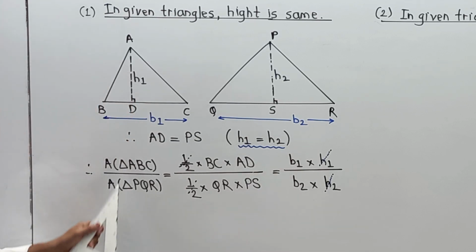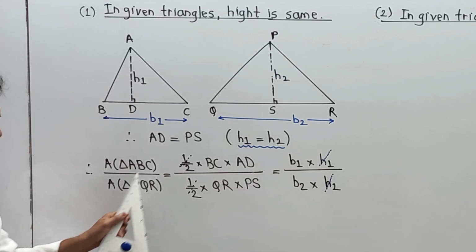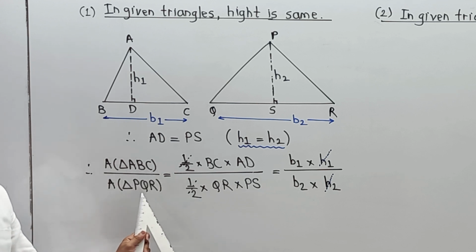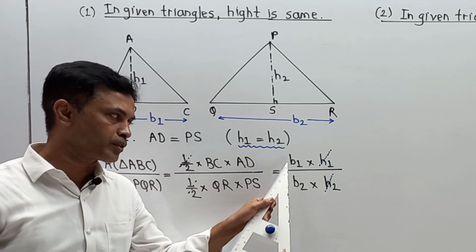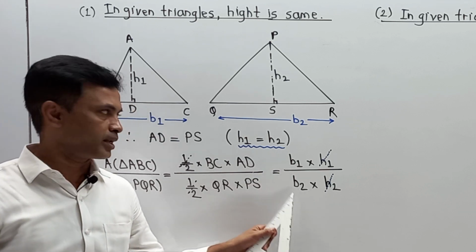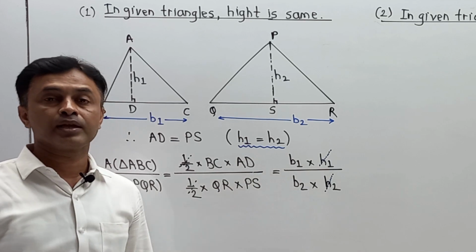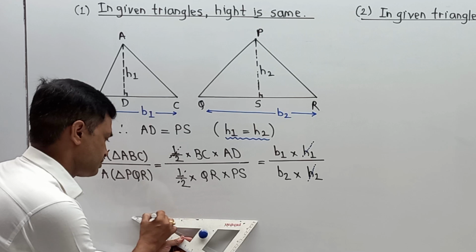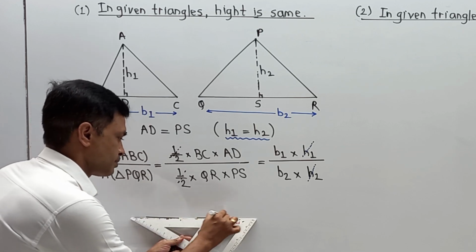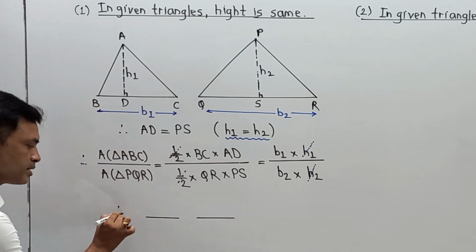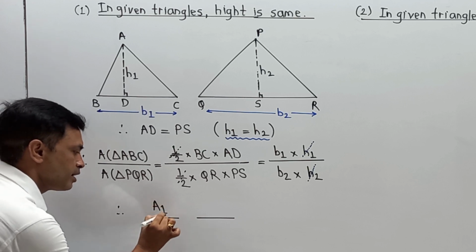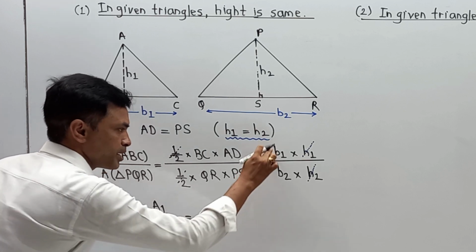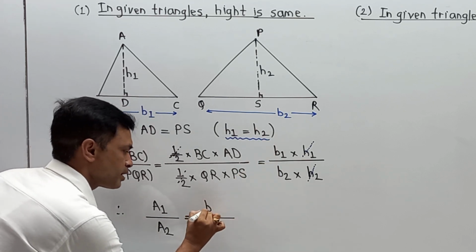Now what is exactly the logic we are able to get? Area of triangle ABC upon area of triangle PQR, means area of the first triangle divided by area of the second triangle, is equal to base of the first triangle divided by base of the second triangle when height is the same. Now logically it is represented as area of the first triangle divided by area of the second triangle is equal to base of the first triangle divided by base of the second triangle.